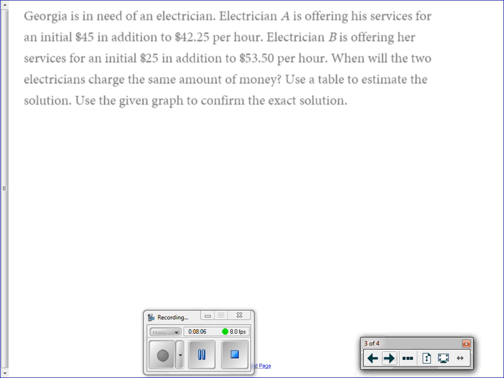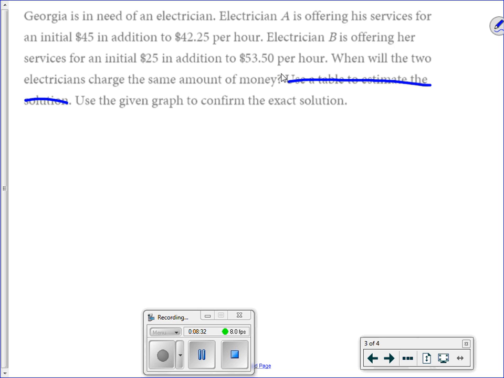That's what I'm concerned about. I do not want to use a table to estimate. I don't like estimations. It's like fractions and mixed numbers and decimals for me. And I don't want to use the graph to get my answer. I'd rather use algebra than have the table and the graph to confirm my solution.